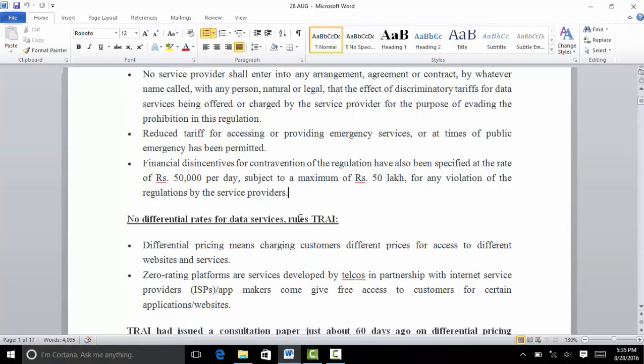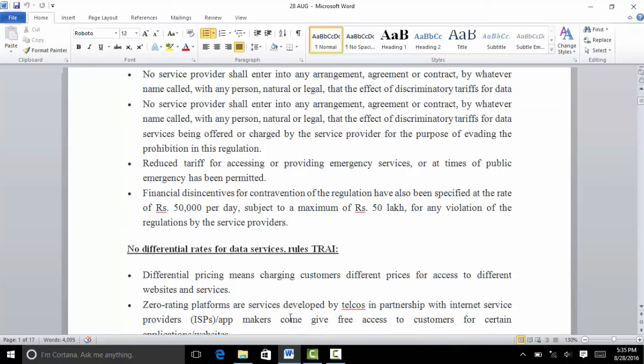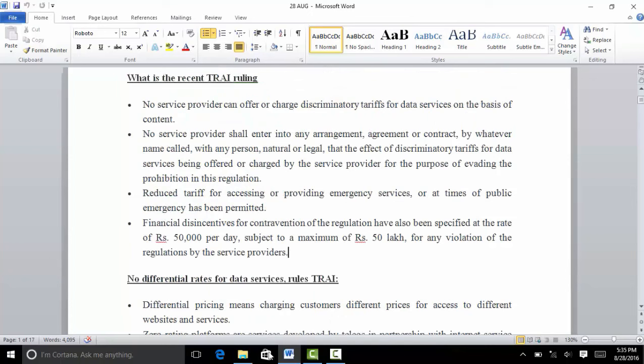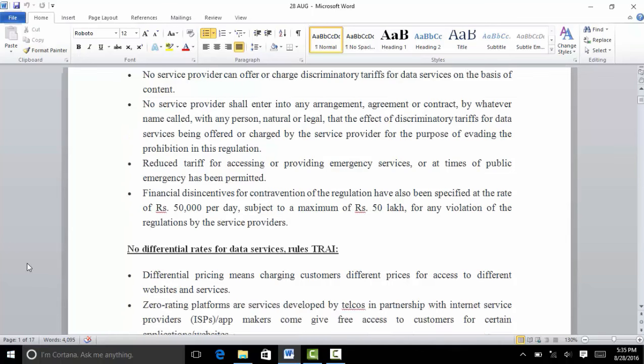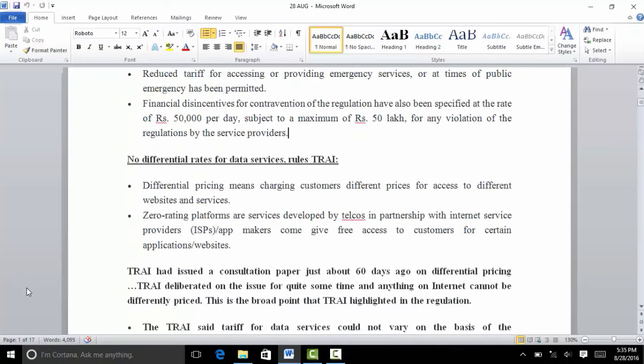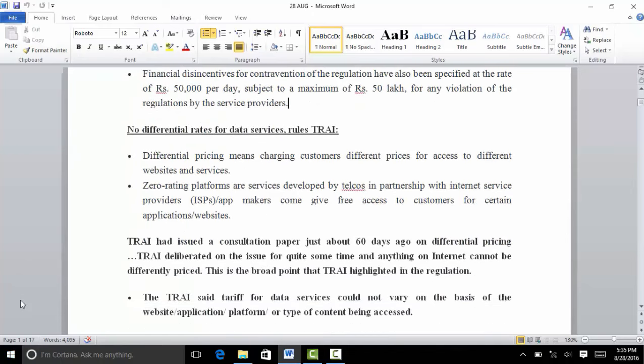So differential pricing as it stands now is illegal. So that's the most important point that you need to remember. And the word differential pricing. So whenever asked about net neutrality, you should feature this word in your answer. Also, the zero rating. That's another operative word.